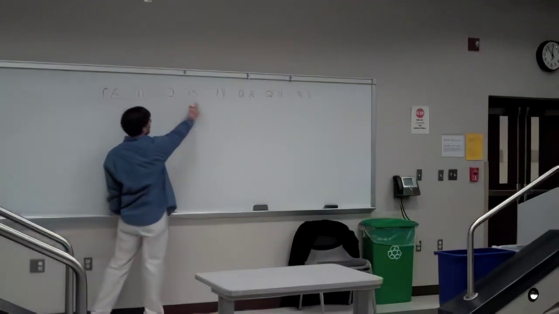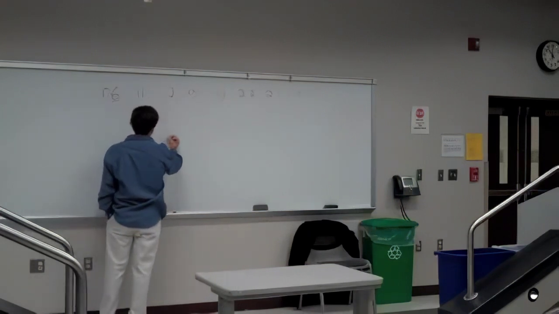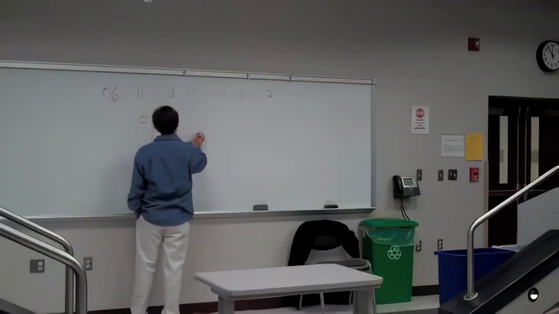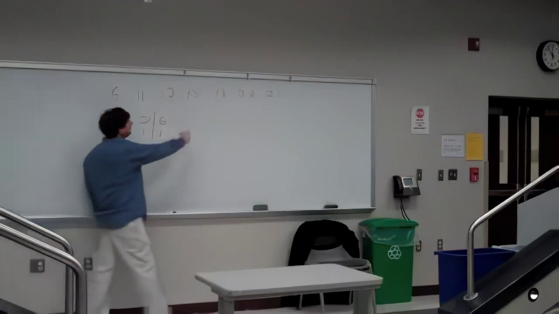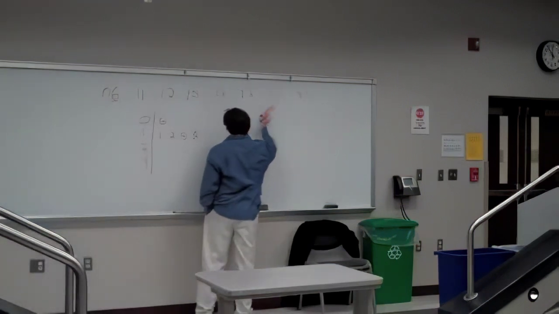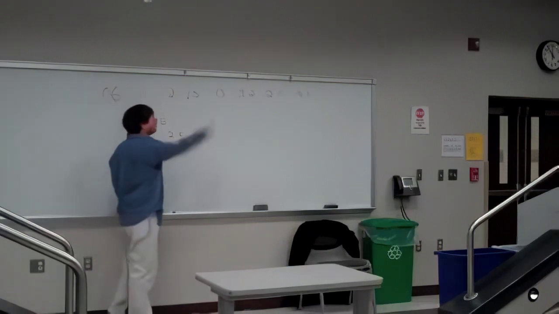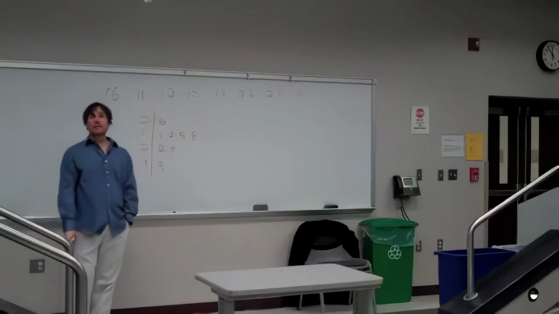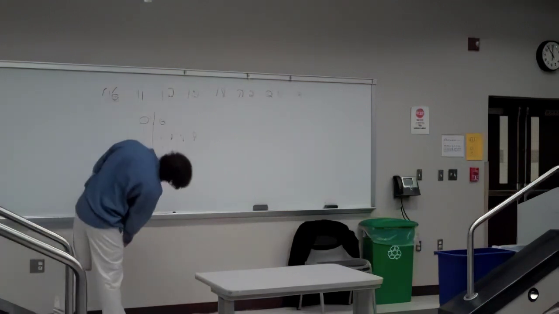The 1 branch has a bunch of leaves. It has a 1, it has a 2, it has a 5, and it has an 8. My 2 has a 2 and a 4 for leaves. And my 3 has a 3 for a leaf. Great. Then you take your head and you do this.